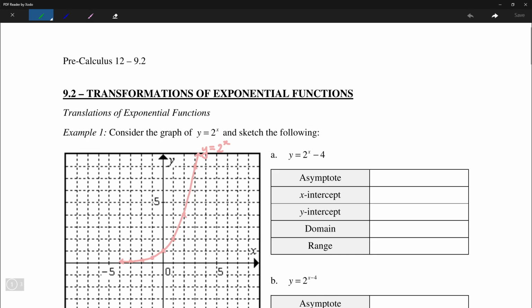The general rules for transformation still apply, so this minus 4 here is going to move the graph down 4 spaces. And this x minus 4 power on our part B of this example is going to move the graph to the right 4 spaces.